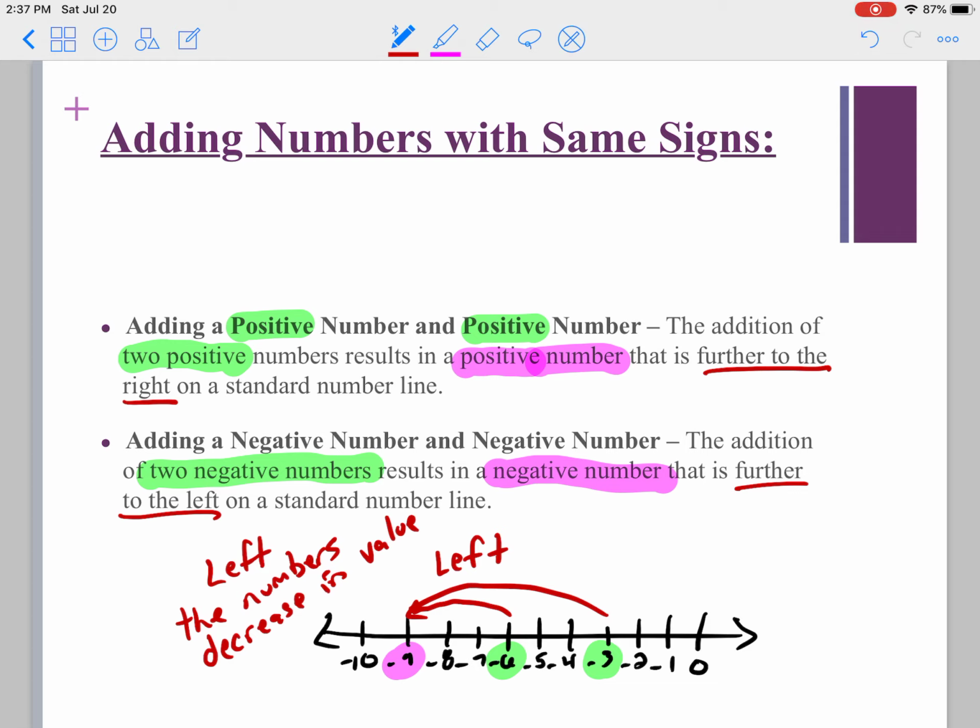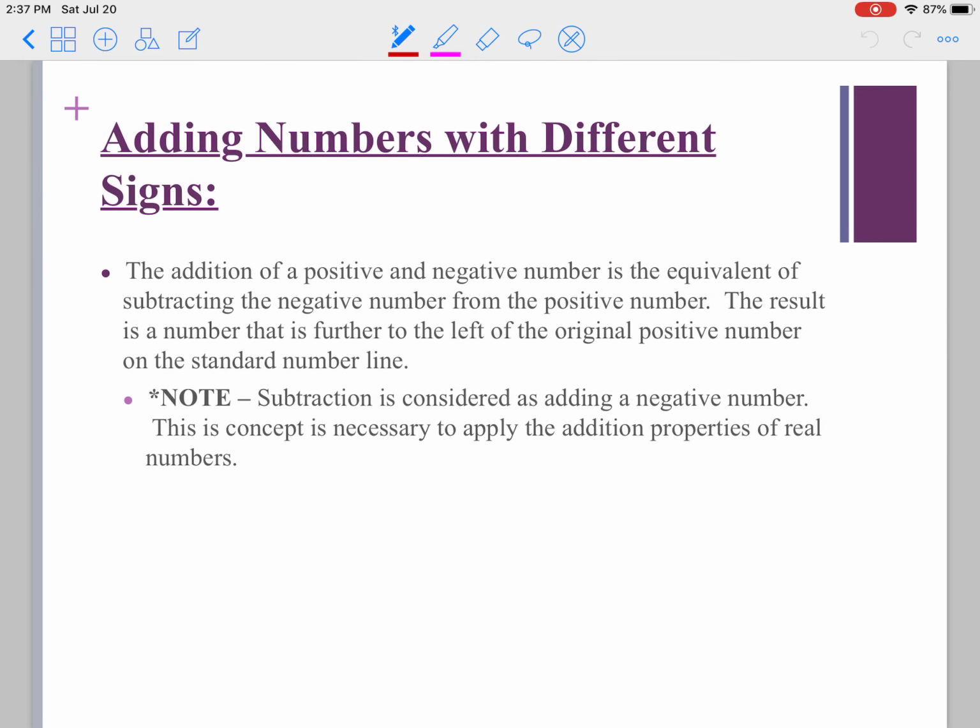But what happens when you add numbers with different signs? So let's take a look at that. Adding numbers with different signs. Well, the only instance where you would have the addition of numbers with different signs is if you have a positive and a negative number that are added together.